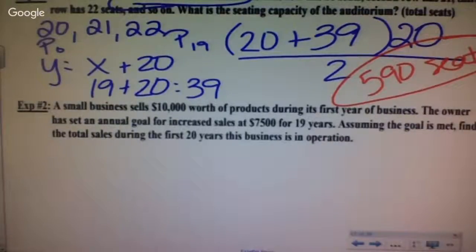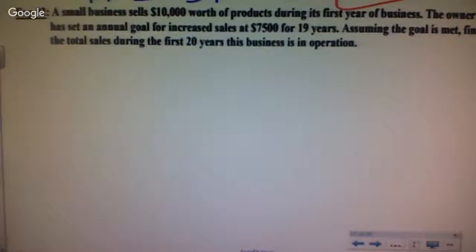Okay, a small business sells $10,000 worth of products during its first year. The owner has a set annual goal of increased sales of $7,500 for 19 years. Assuming the goal is met, find the total sales during the first 20 years of business. So I'm trying to find total. When they ask for total, that means sum. So that tells me I've got to use this formula.